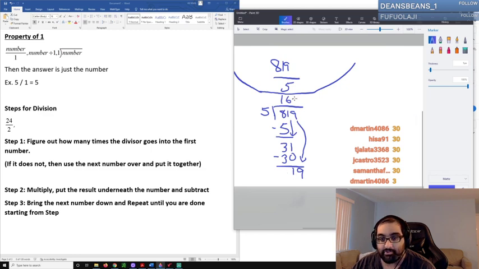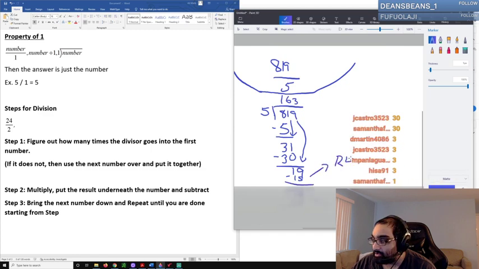Three times, right? The maximum number of times 5 goes into 19 is 3 times. So we do 3 times 5, which is 15. So subtracting these, we're going to get a remainder of 4.